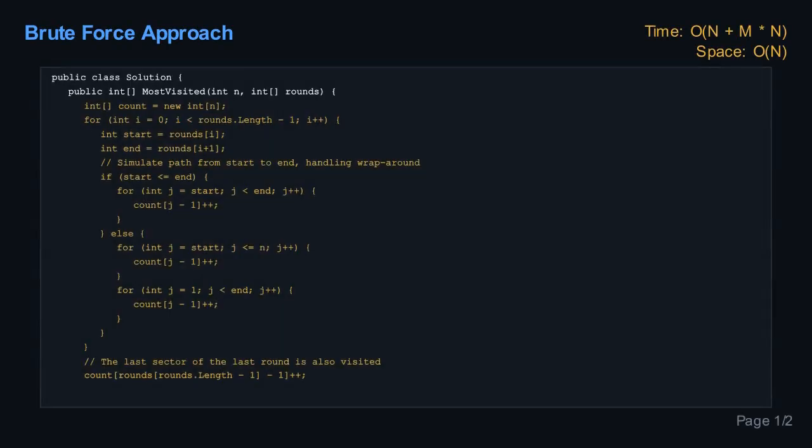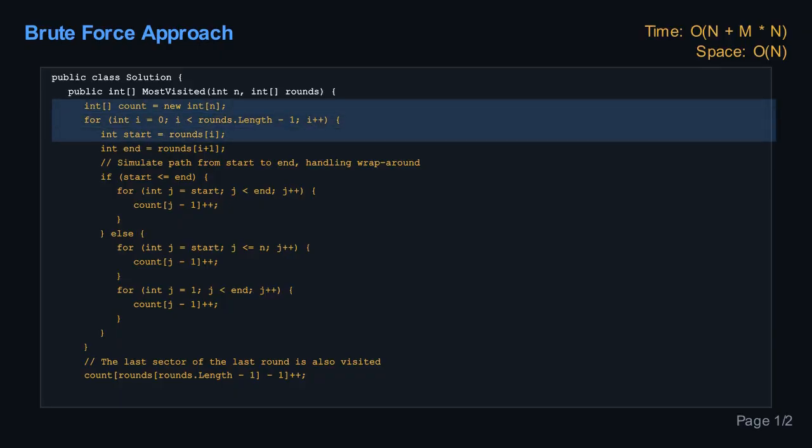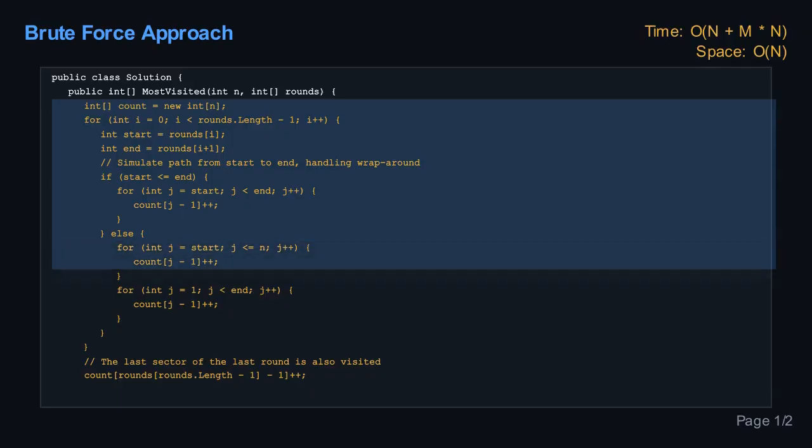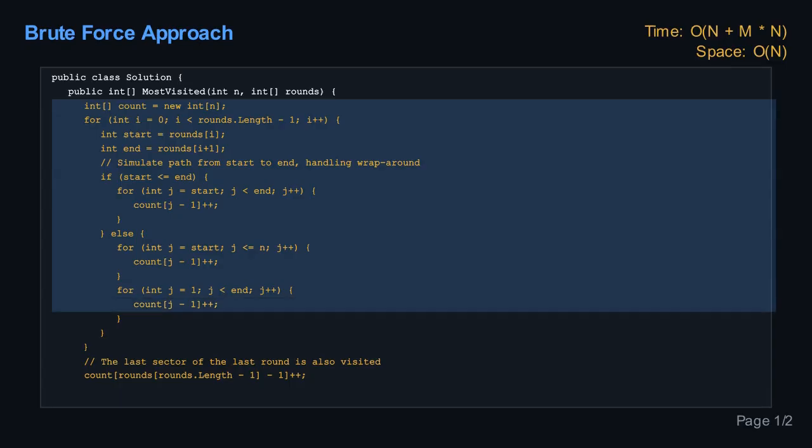A straightforward approach would be to simulate every single step. We could declare an array to keep track of visit counts for each sector. Then, for each round, we iterate from the start to the end sector, incrementing counts, handling the wraparound explicitly. After all rounds, we find the maximum count and collect all sectors with that count.